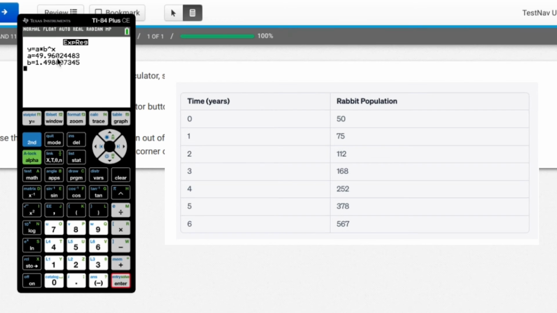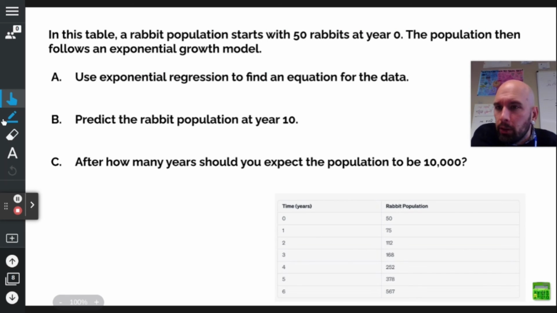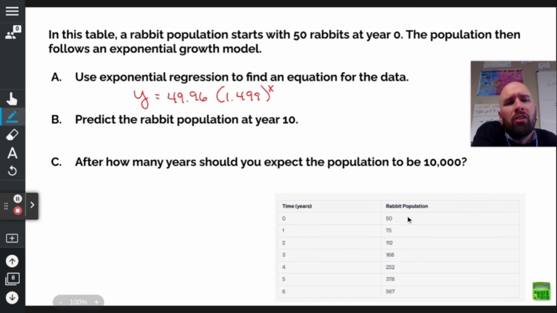It's awfully close to 50, but I'm not going to use 50 because, Precalculus says I'm not allowed. And that's awfully close to 1.5, but I'm not allowed to use 1.5 because, again, Precalculus. But I'm going to write out my equation in a second. So what happens is I get the equation y equals 49.96 times 1.499 to the x power. So almost 50, almost 1.5, but the numbers slightly changed just to add a little bit of variance, stuff like that.